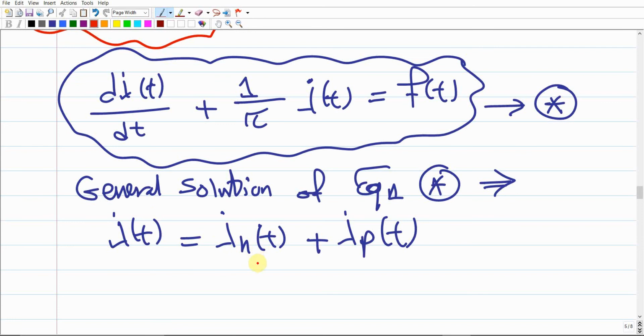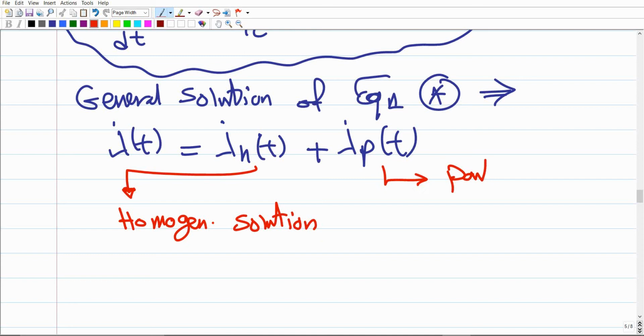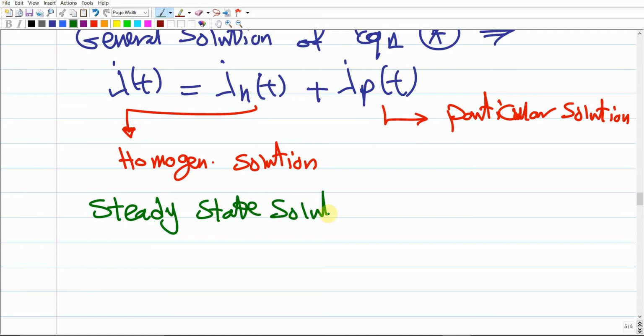And this is commonly known, if you remember from the mathematics class, that this term is known as the homogeneous solution of the problem, and this one is known as the particular solution of the problem. Make sense? So the I_P is the particular solution, the I_H is the homogeneous solution. We can give this one, the homogeneous solution, another name: steady state solution.